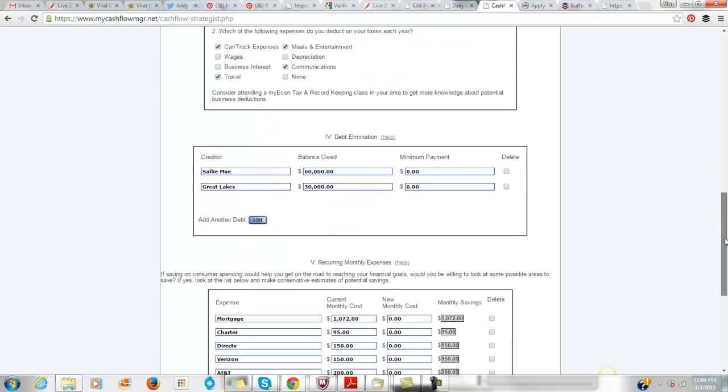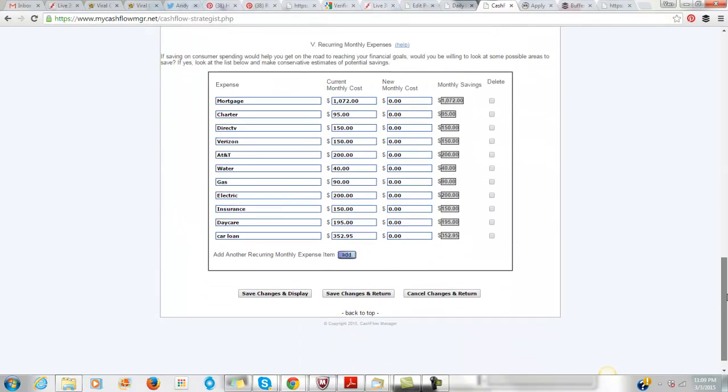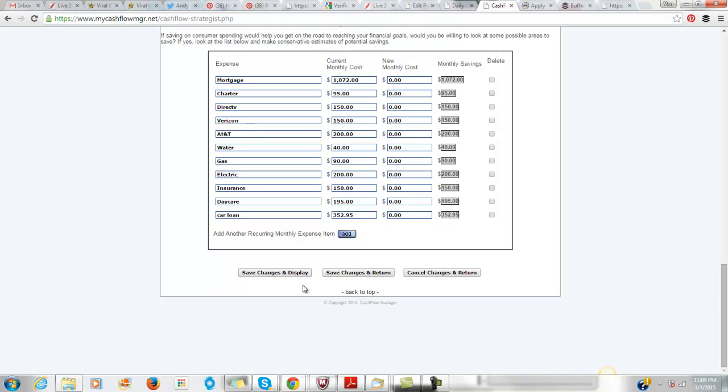So I'm going to scroll all the way down to the bottom, and I'm going to save changes, and I'm going to display.